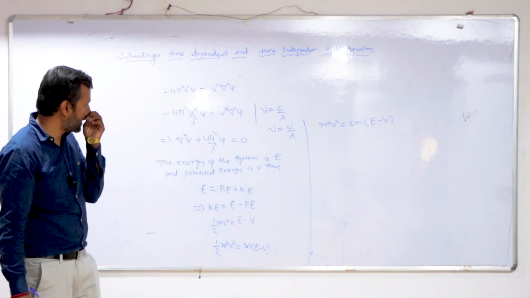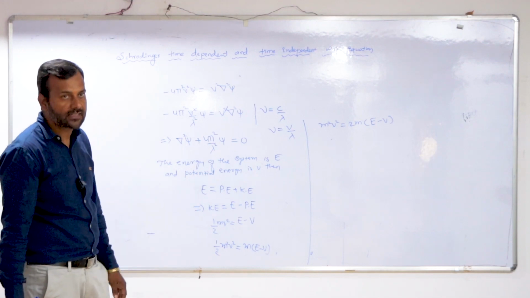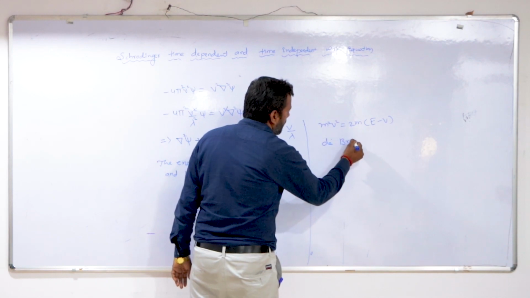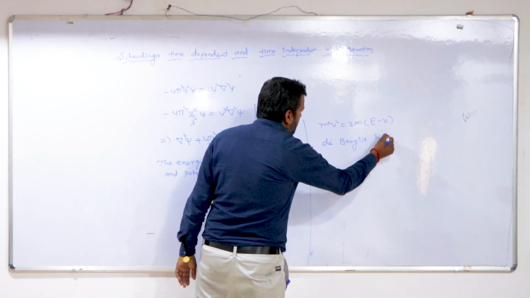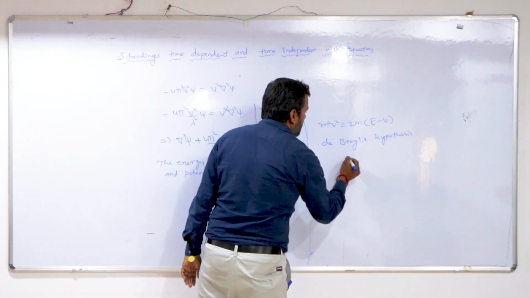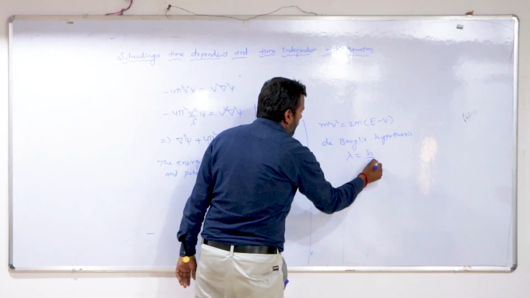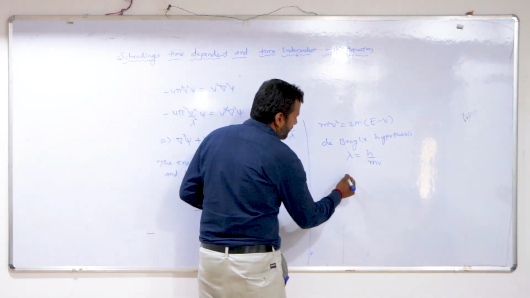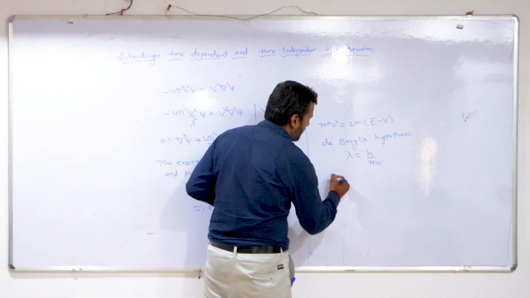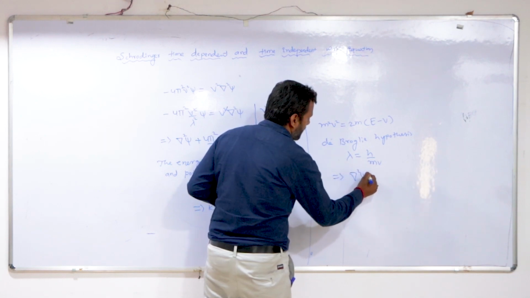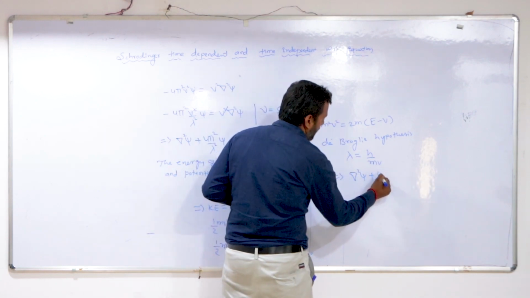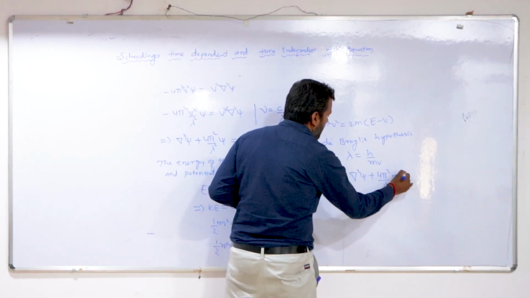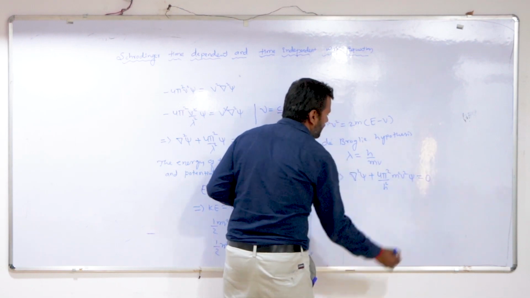So we go to our equation, del square psi plus 4 pi square by lambda square psi. Here we will recall the de Broglie hypothesis: lambda equals h upon mv. So lambda square we replace with h upon mv, and this equation becomes del square psi plus 4 pi square by h square m square v square psi equals 0.